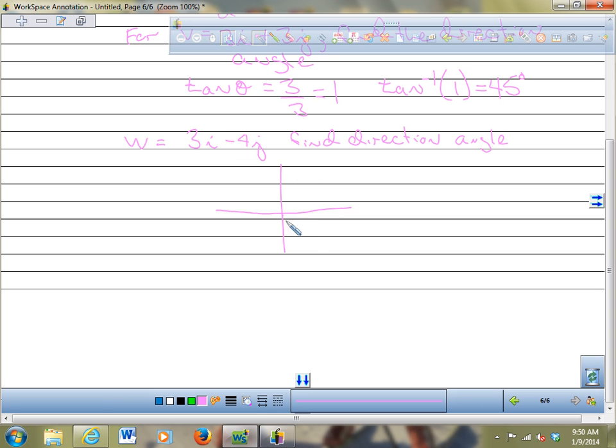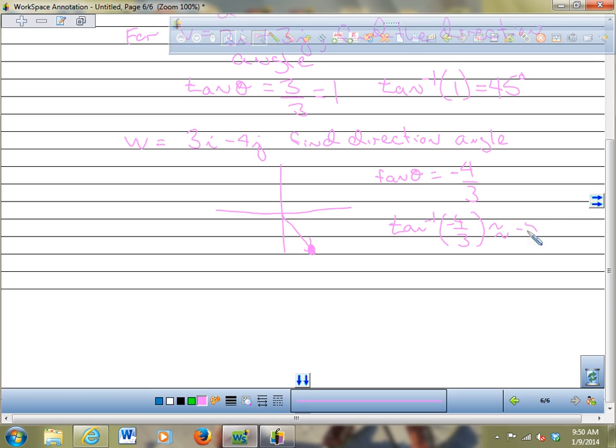I'm in the fourth quadrant, right? So over 3, down 4 is going to put me somewhere over here. So I know that the tangent of theta, which is the direction angle, is equal to negative 4 over 3. And I take the inverse tangent to figure out what that angle is of negative 4 over 3. I end up with an angle which is approximately negative 53.13.